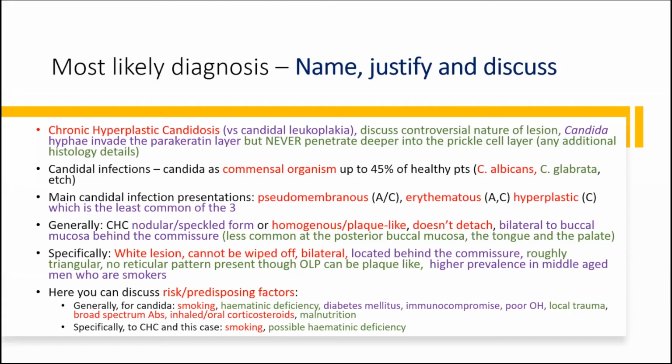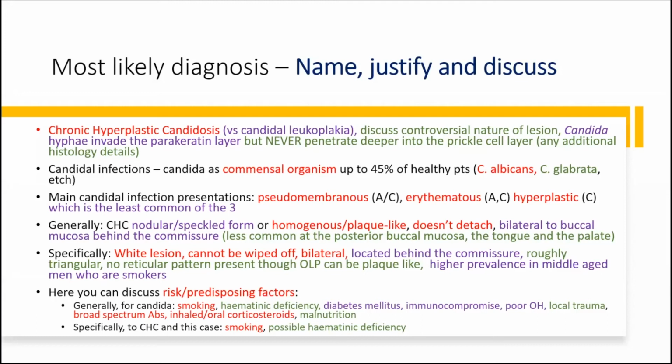It is usually bilateral, on the buccal mucosa just behind the commissure. Less common areas where it can present are posterior, so the rest of the buccal mucosa, tongue and palate. That will score you higher points, as it's not very commonly known. And then you can give specific reasoning why you think the lesions that we saw on the photos are chronic hyperplastic candidosis.